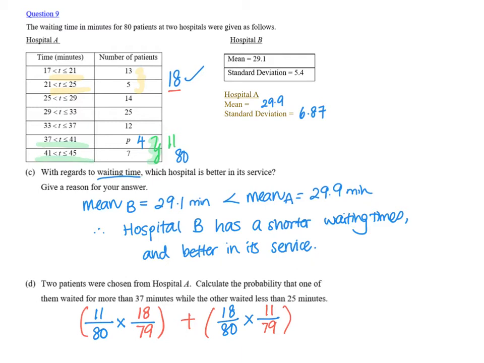So having this case, let us work out the total probability for these two different cases. And the answer will be 99 over 1580. Have you gotten the answer?